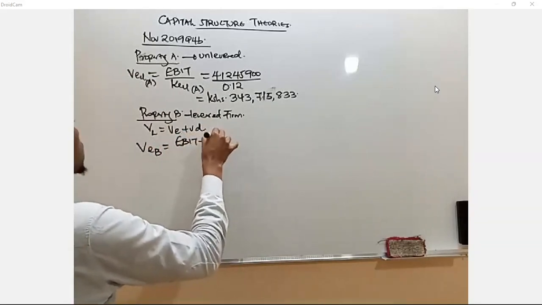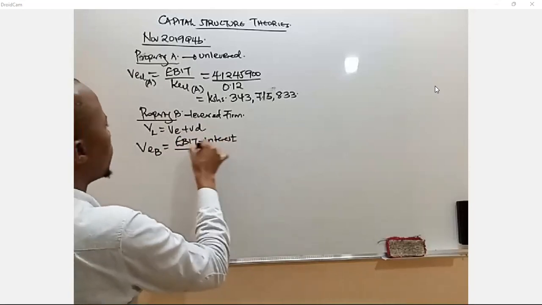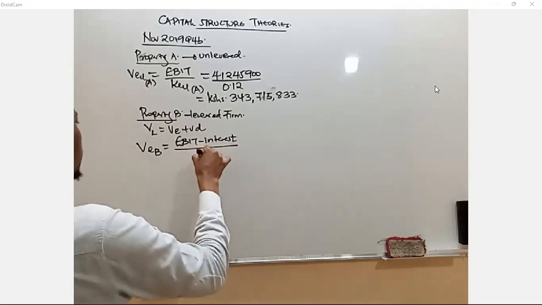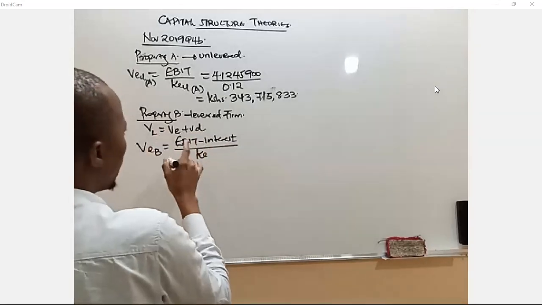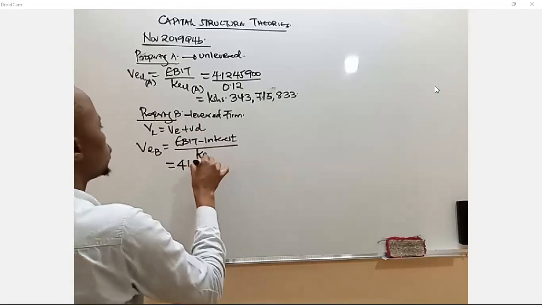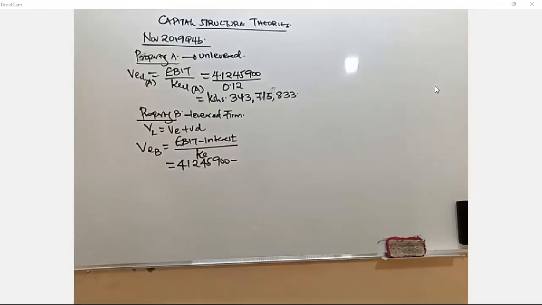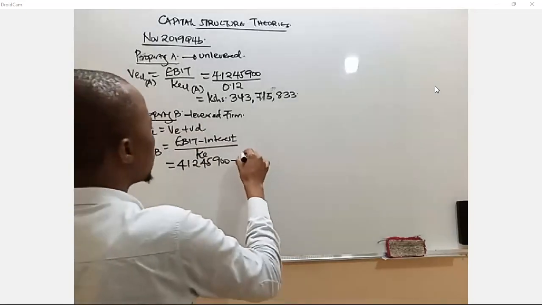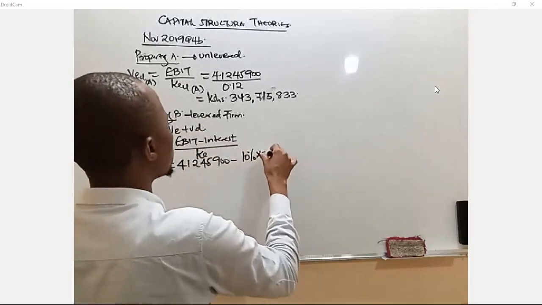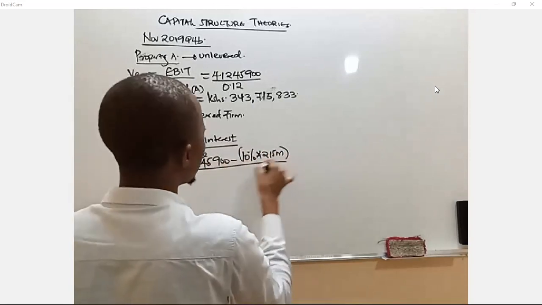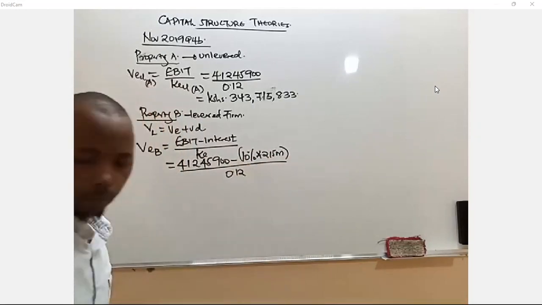the value of equity of B shall be, we have said, take your EBIT minus interest, and divide it by the cost of equity. In this case, we know very well our EBIT is 41,245,900 minus our interest. We have been told this organization is normally financed by 10% debenture. So it will be 10% multiplied by 215 million, then we divide it by 0.12.